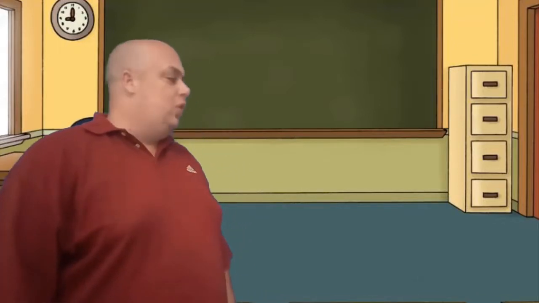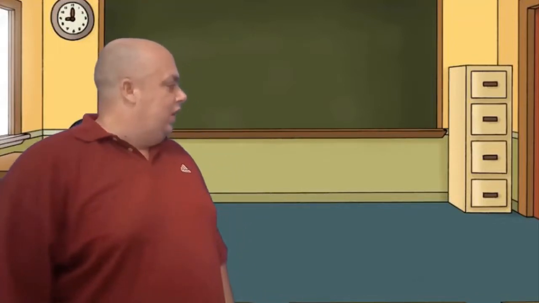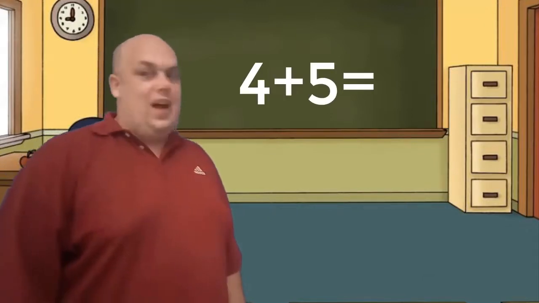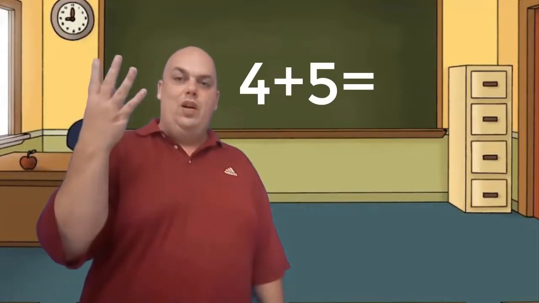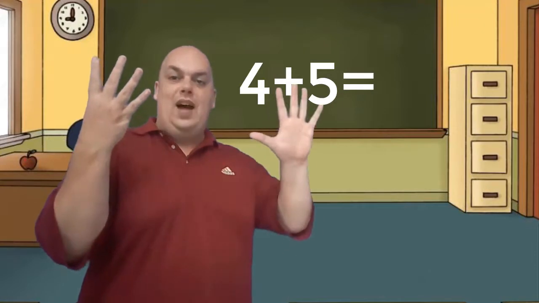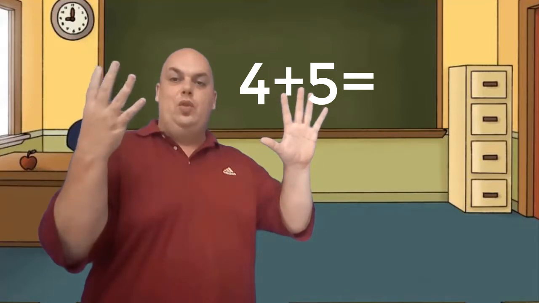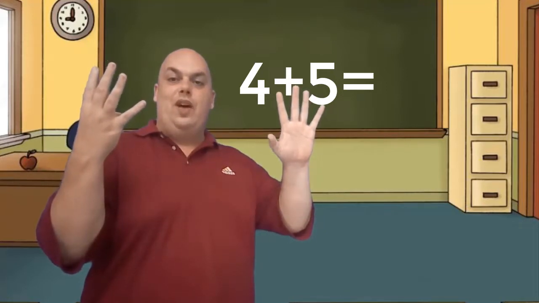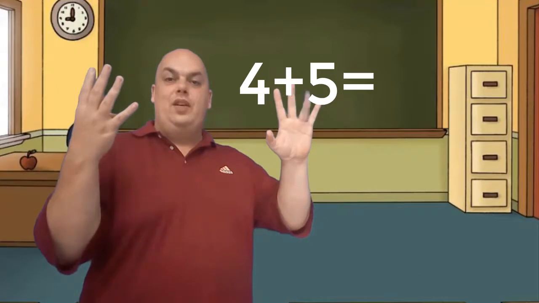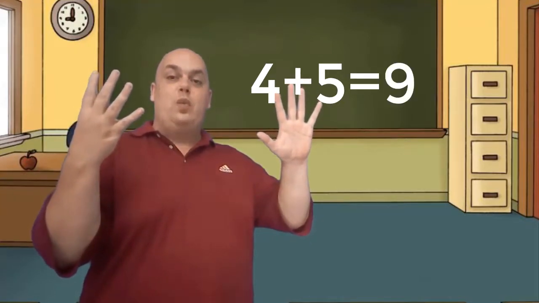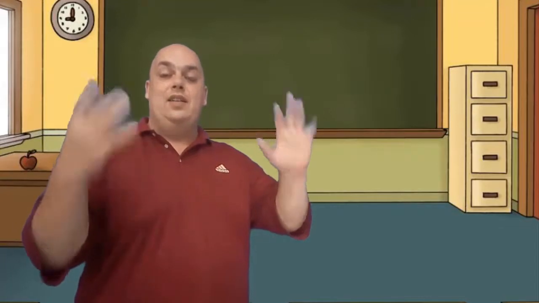All right, now let's do it a little bit more difficult. So what do we have over here? We have 4 plus 5. Well, let's count our fingers, shall we? How many do we have here altogether? 1, 2, 3, 4, 5, 6, 7, 8, 9. So 4 plus 5 equals 9.